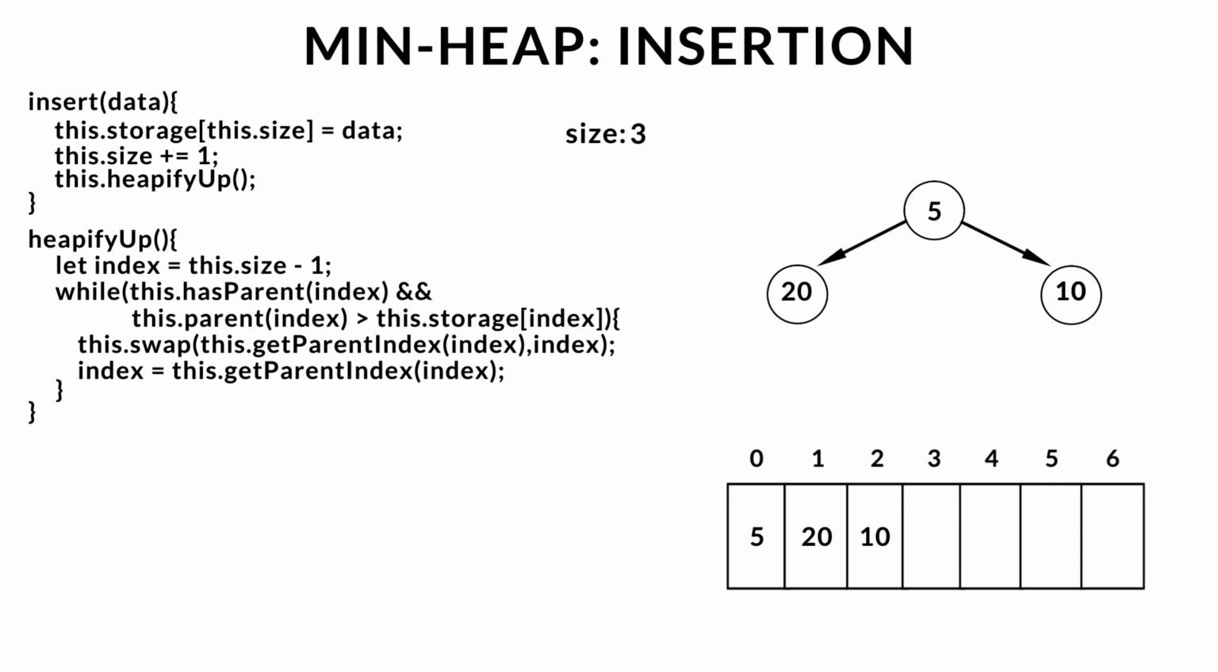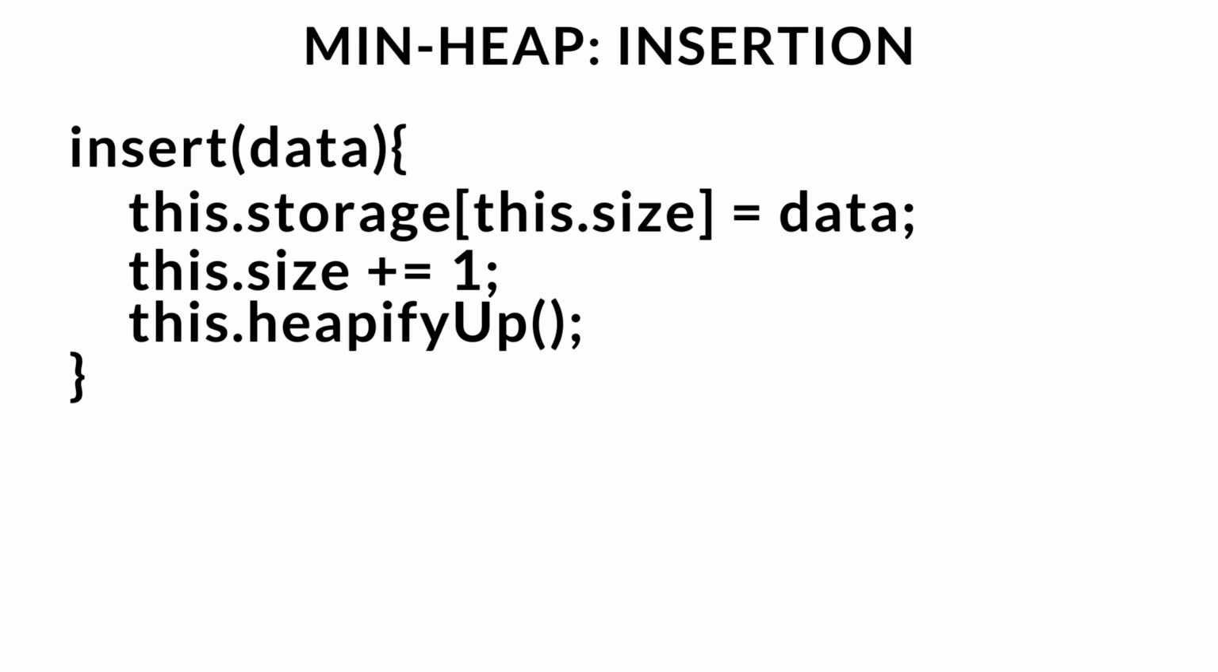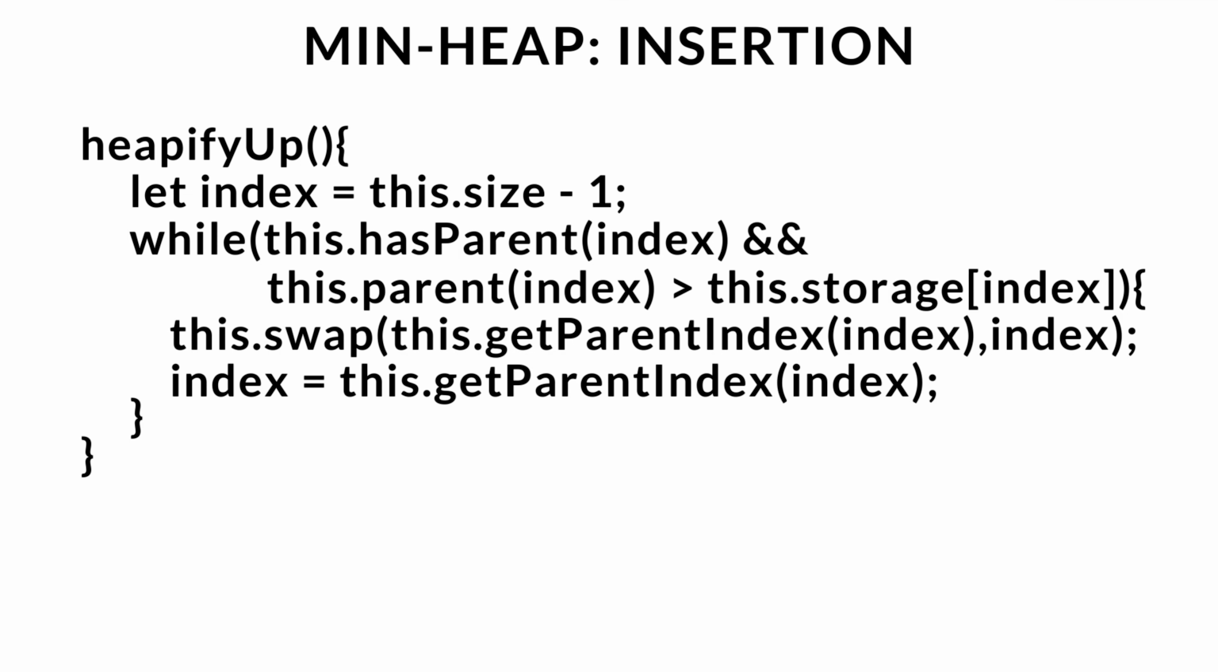So first, we have to make a minor edit within our insert method. When we go to invoke our heapifyUp method, we have to pass the index of the last element we just inserted. Taking a look at our heapifyUp method, we do have to change the method signature since we're passing in an argument. So now we have an index param.